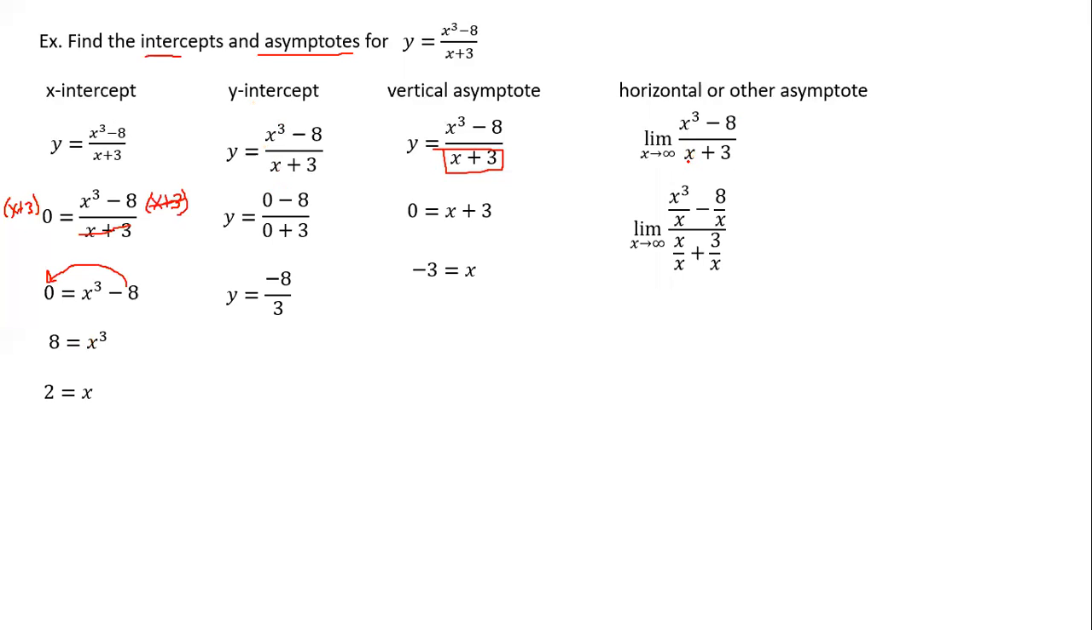Horizontal, take the limit as x approaches infinity. That means dividing by the highest power of x from the bottom. And that will still give us an infinity. This one goes to 0. This one goes to 0. So we end up with infinity over 1, which is infinity. But this, unfortunately, is not an expression where it's easy to find out what gave us infinity. So we're going to have to divide x plus 3 into x cubed minus 8.